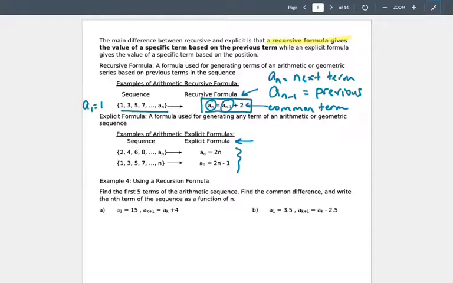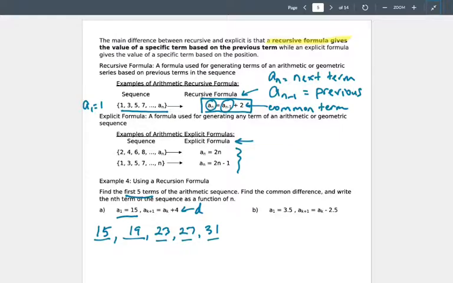So down here on example 4, we have some recursive formulas. We define for you what the first term has to be. They want us to write the first 5 terms. So our common difference for this one is 4. That means we're going to be adding 4 each time. So we start with the first term, which is 15. My next term then will be 4 more than that. So it'll be 19, and then 23, and then 27, and then 31. So we've written our first 5 terms there.